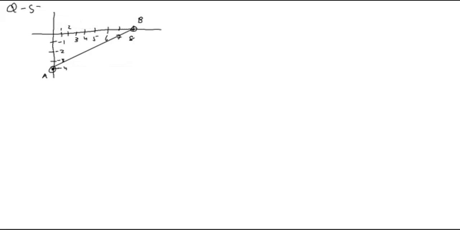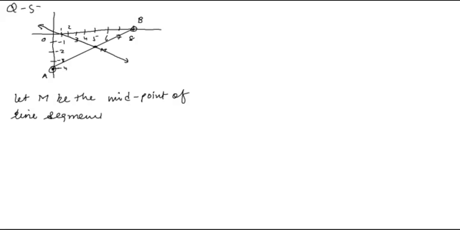If I join these two points, let's say M is the midpoint. So our line passes through the origin and the midpoint of this. Let M be the midpoint of line segment AB, where A is (0, -4) and B is (8, 0).